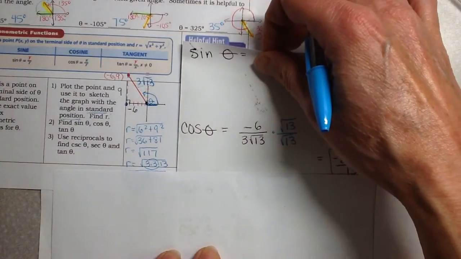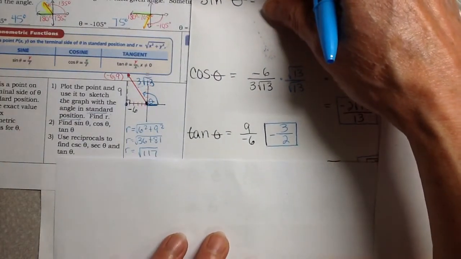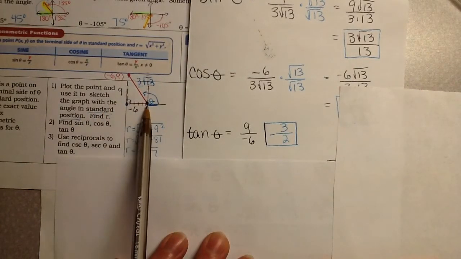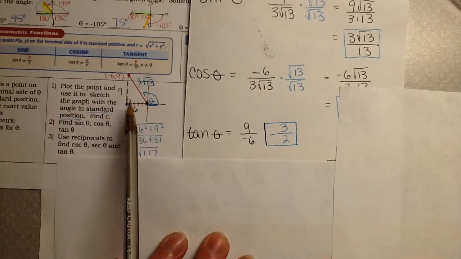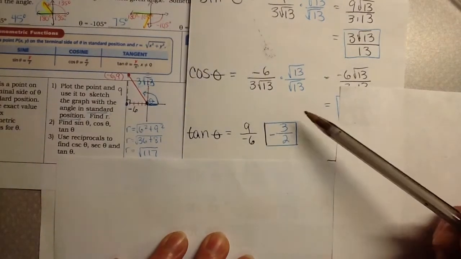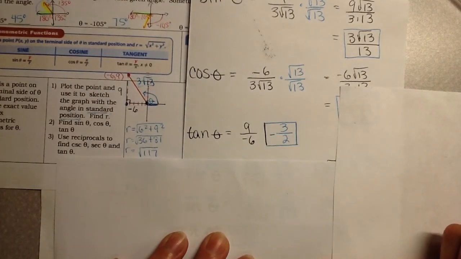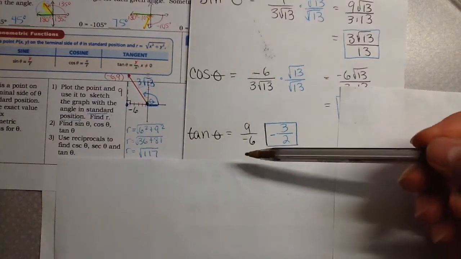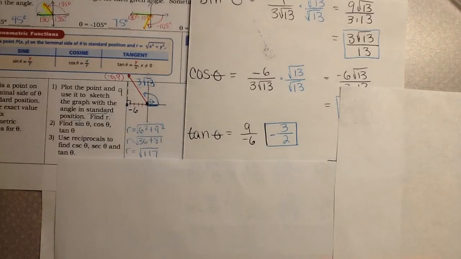Now, the tangent is the opposite over the adjacent. That's an easy one because there are no square roots in here. Opposite is 9 over -6, and then we can reduce that and get -3 over 2. Okay, now the other 3 trig functions are just reciprocals of the sine, cosine, and tangent. So we've already solved them. We're just going to have to simplify.